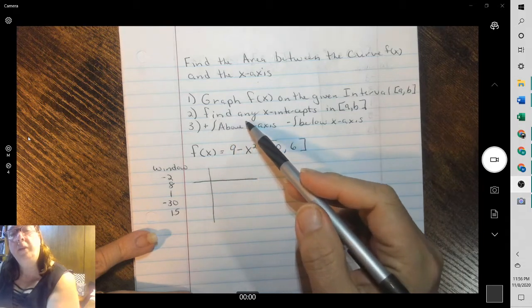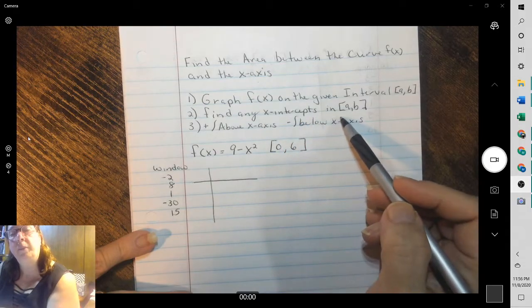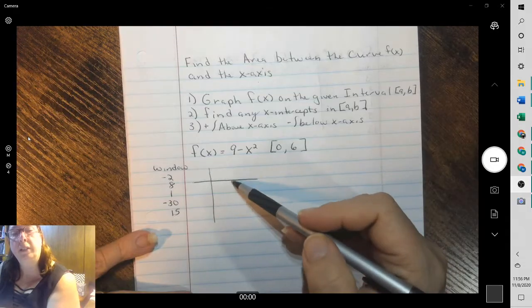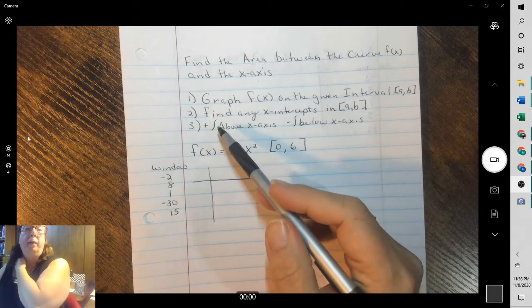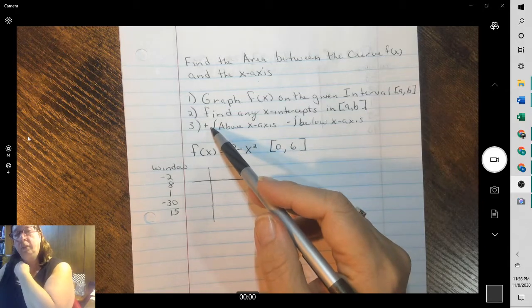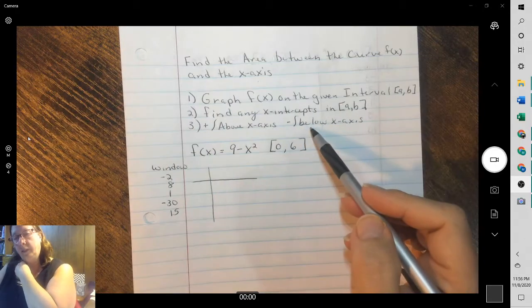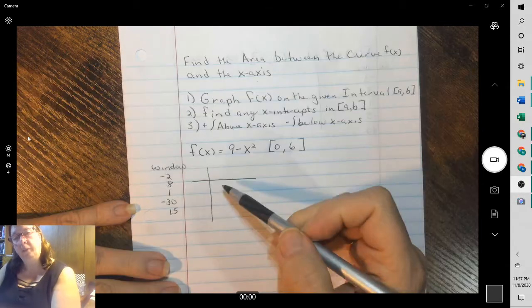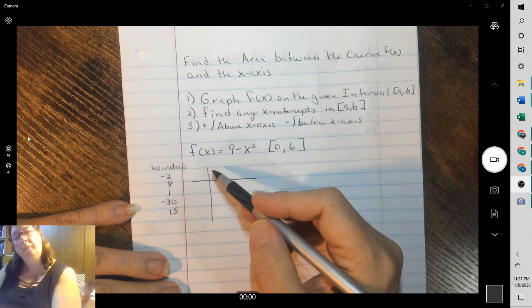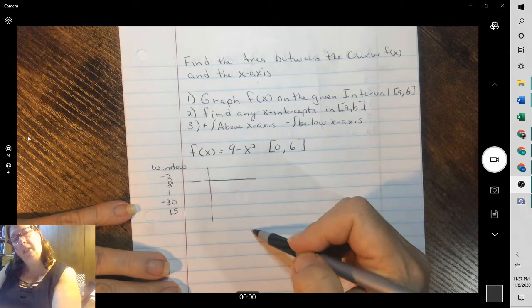And then you want to find any x-intercepts in [a, b]. Like, does it cross the x-axis? The area above is a positive and the area below is a negative. So if we take this and graph it, we know it's a parabola. It's going to move up 9 and come down.